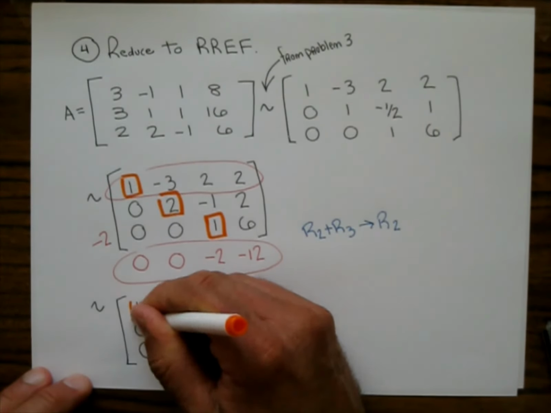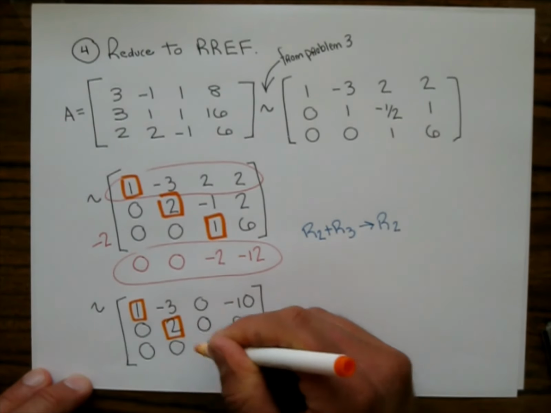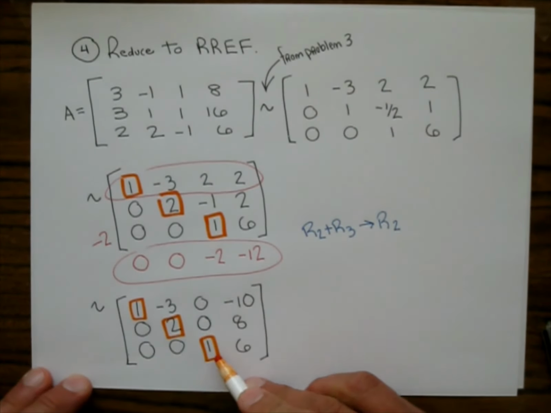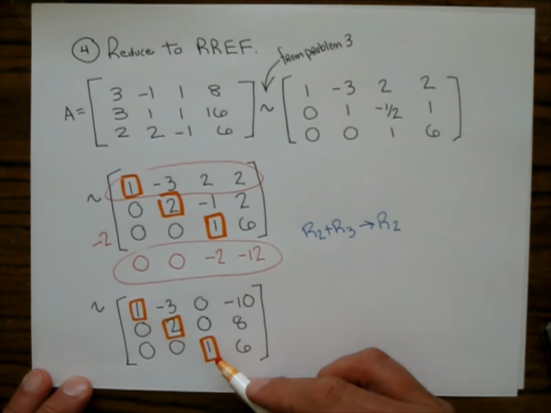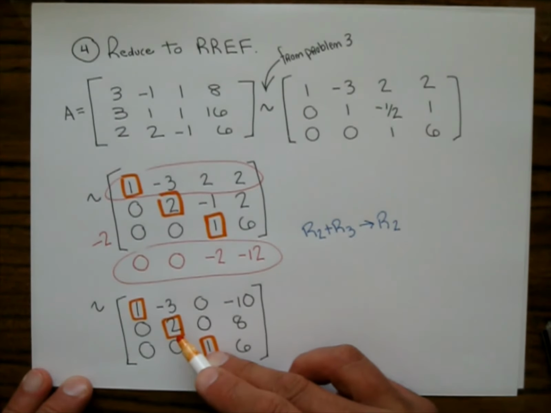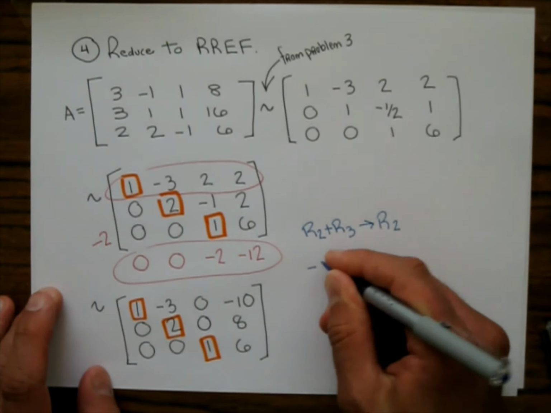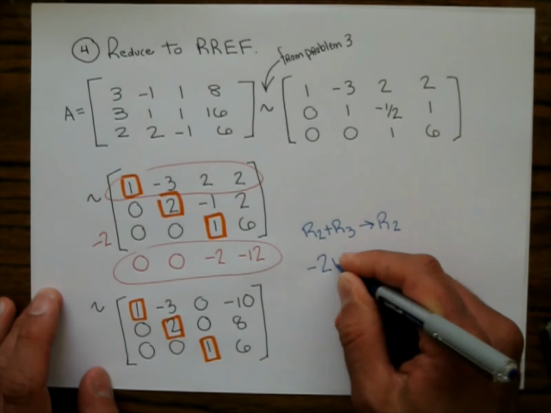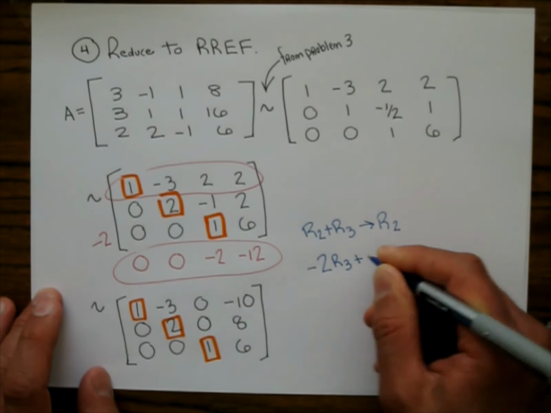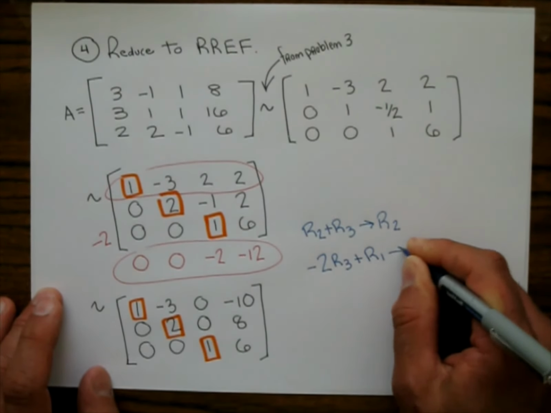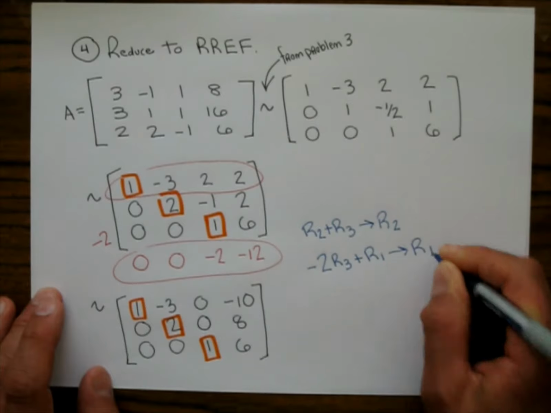So here's my pivots. This one has zeros all above it. We're done with that pivot. Now we're going to move on to this one right here, which is a 2. Before I move on, my shorthand is: negative 2 times row 3 plus row 1 becomes the new row 1.